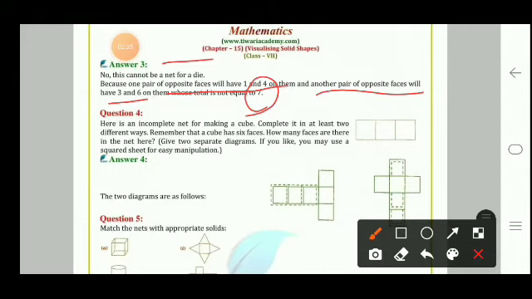Then question number 4: here is an incomplete net for making a cube. Complete it in at least 2 different ways. Remember that a cube has 6 faces, right? How many faces are there in the net here? Give 2 separate diagrams. If you like, you may use square sheets for easy manipulation.